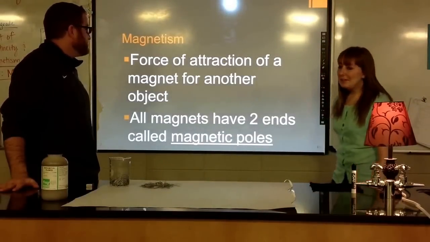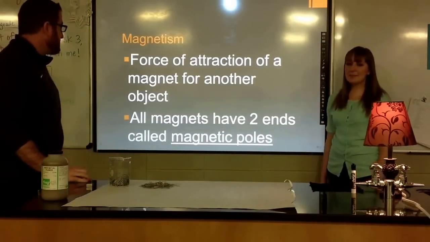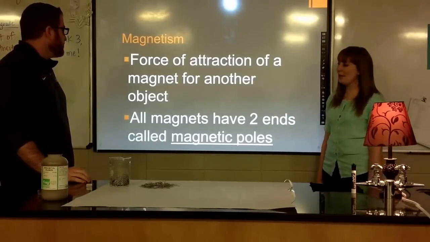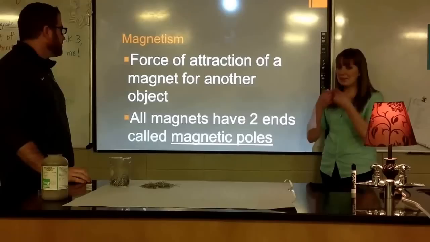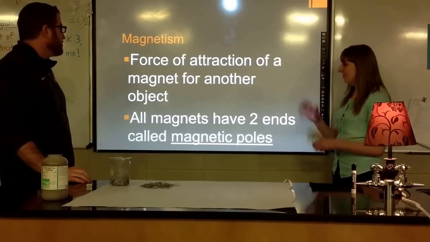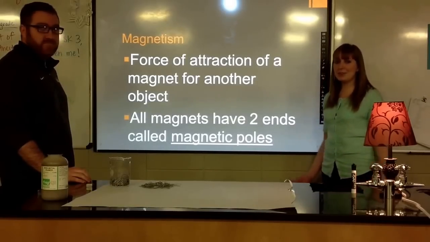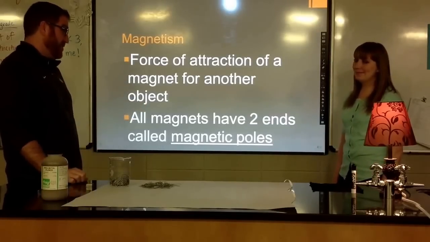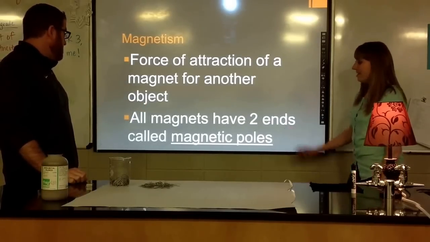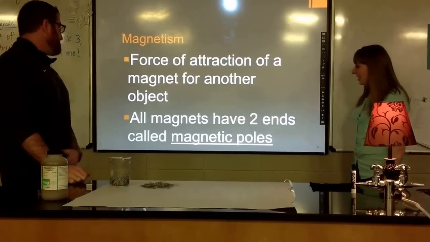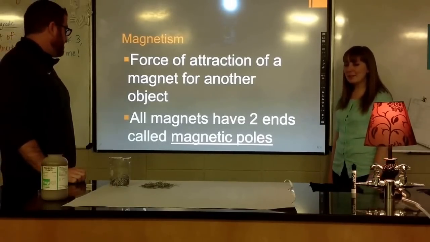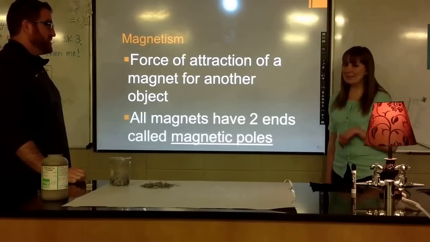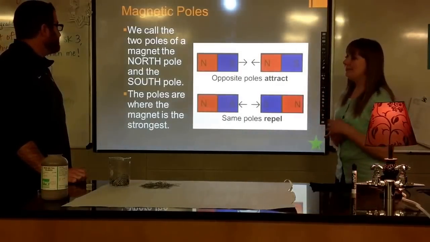So let's get started. We have magnetism, a straightforward definition: just the force of attraction of a magnet for another object. That should make sense to you. You've seen a magnet stick onto the refrigerator. That is standard fourth grade science, don't you think? As is our second point: all magnets have two ends, and those are called magnetic poles. You mean like a fishing pole? Not quite. Let's keep going.